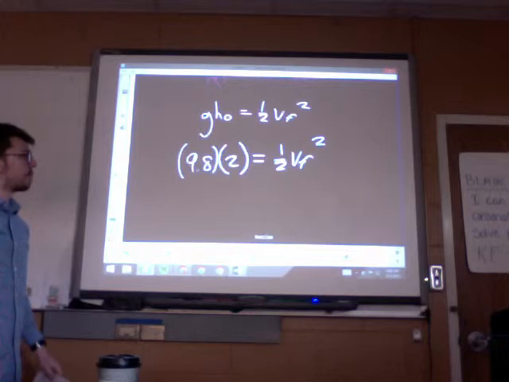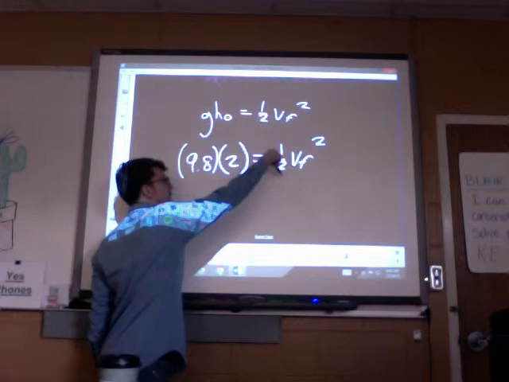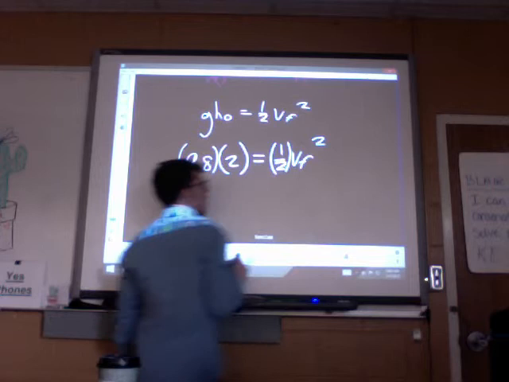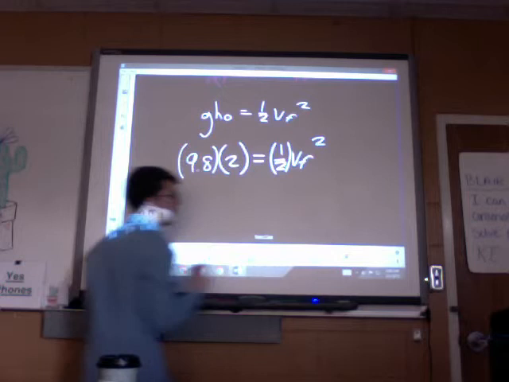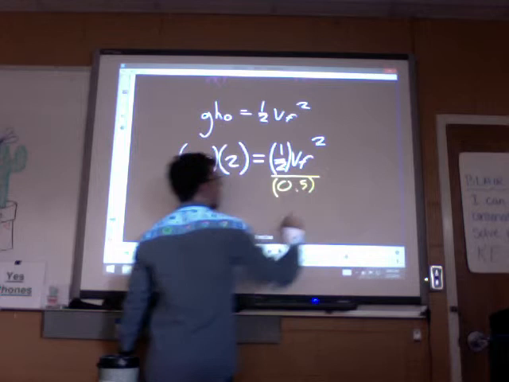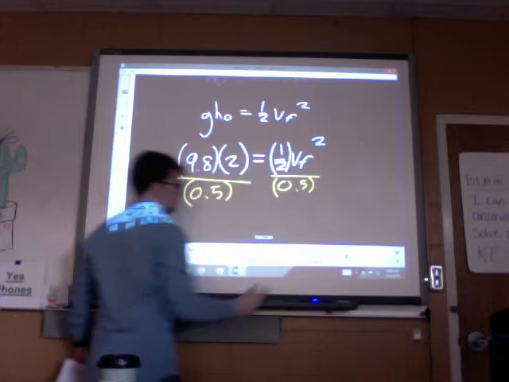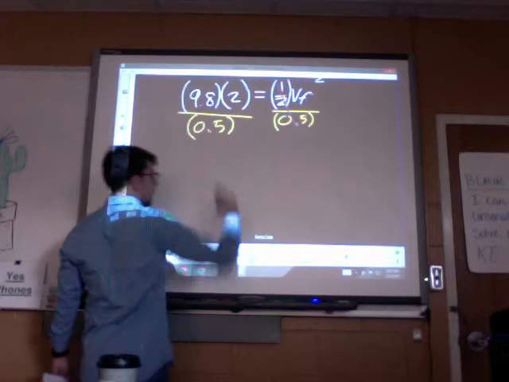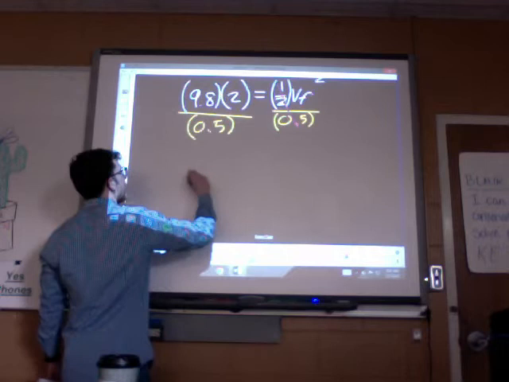To cancel out your 1/2, exactly. There are two ways of looking at this. We're multiplying V squared by 1/2, so we can divide both sides by 1/2, or we can multiply both sides by 2. You can divide by 0.5, or if you multiply by 2, it cancels it out as well. Either way is going to work. 9.8 times 2 divided by 1 half. I think that's right. Yeah, 39.2.